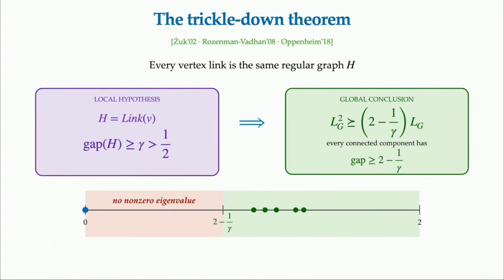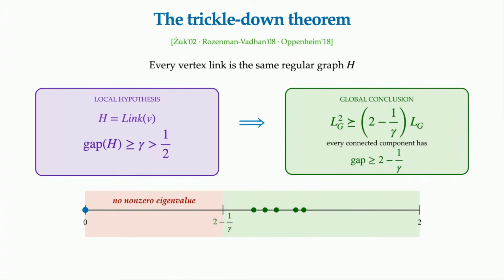And why is this an interesting notion? So there's actually something known as the trickle-down theorem that lets you use properties of the link to show that your graph is an expander. So this was a theorem that actually dates back to Zhuk from 2002. It's also implicitly there in this work on de-randomized squaring by Rosenman and Verdhan. And then there was a higher dimensional generalization proved by Oppenheim in 2018. So now I can basically state what the theorem is.